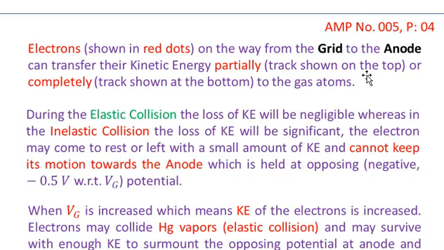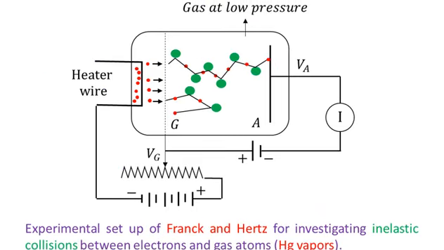Track shown on the top. So you can see that this is the track which is shown for the elastic collision. That is, the electron is colliding with many mercury atoms, not imparting any significant amount of energy, but there will be a small amount of energy loss due to elastic collisions, and due to this collision the electrons will ultimately reach the plate A. So this is what we are talking about over here.